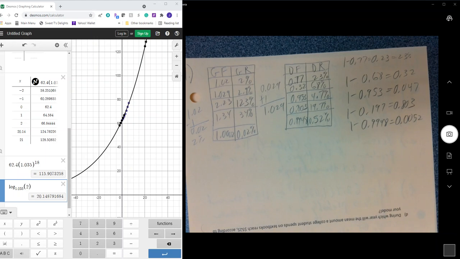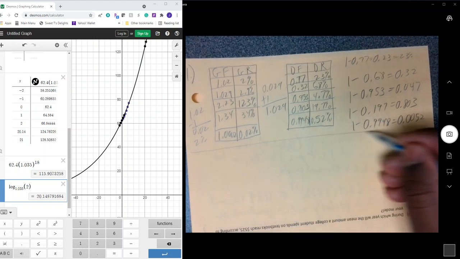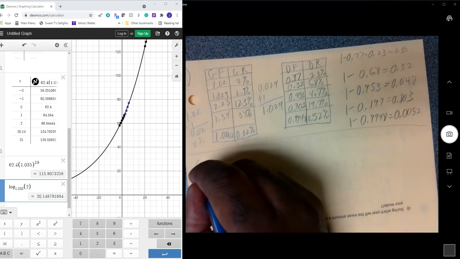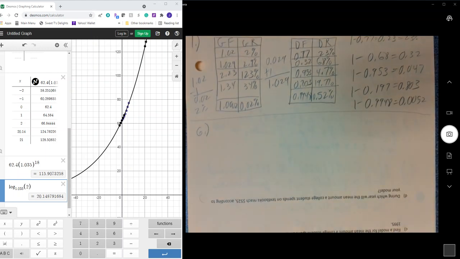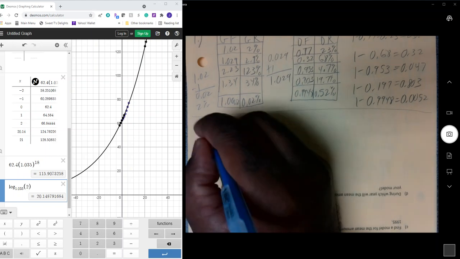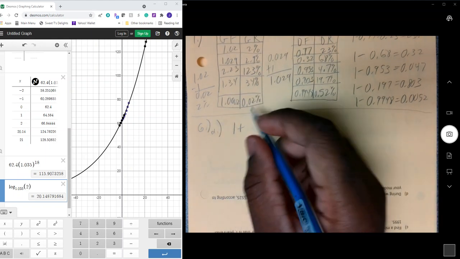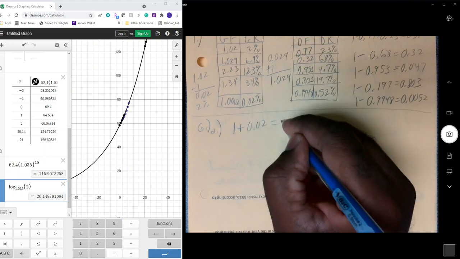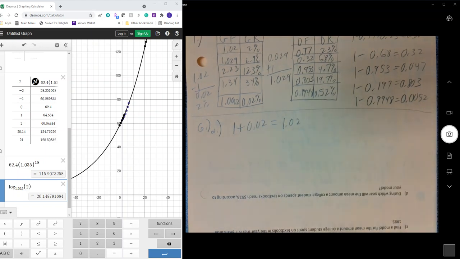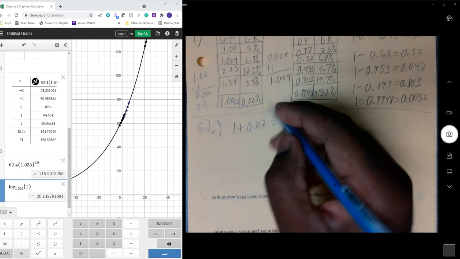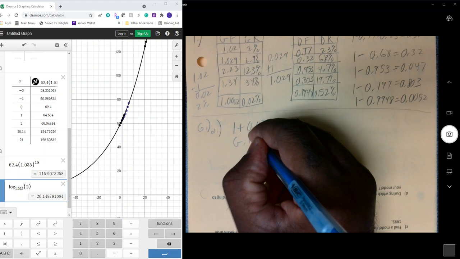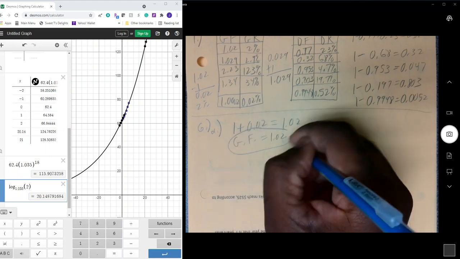Now problem number 6 is our next and final problem. It says, suppose the inflation rate is 2% per year and remains the same for the next 7 years. So 6A, it says determine the annual growth factor for a 2% inflation rate. So remember, we'll take 1 plus, we'll change that 2% to 0.02, and it'll be 1.02. That would be the growth factor. So we could say the growth factor is equal to 1.02.